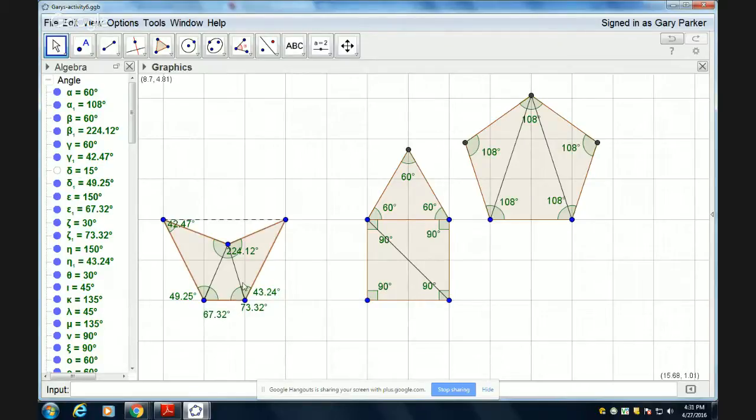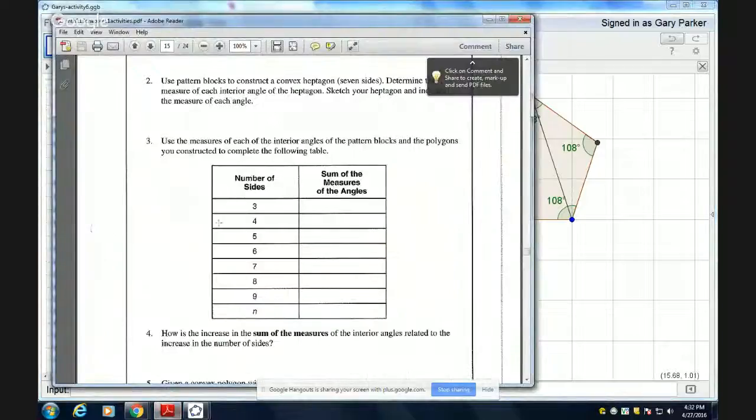pentagon's angle. So the angle from this edge they're calling A1 to this edge called Z1. Cool. So 180 plus 180 plus 180, 540. So it doesn't matter what pentagon I pick, I can always dissect it. All right, so let's go back to the worksheet.